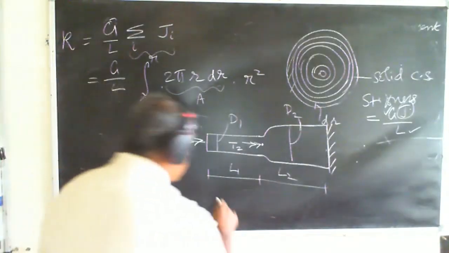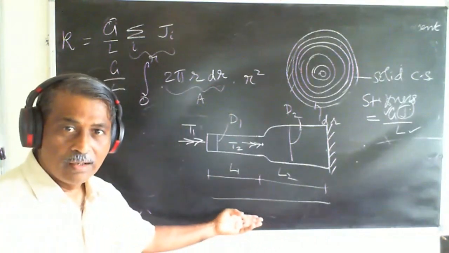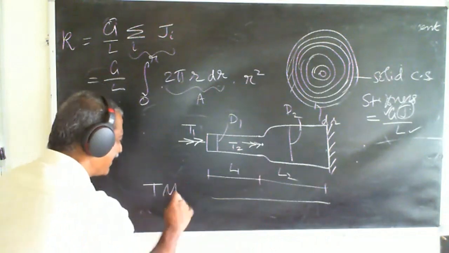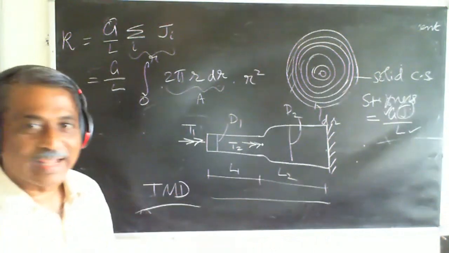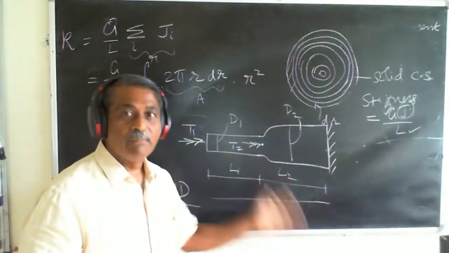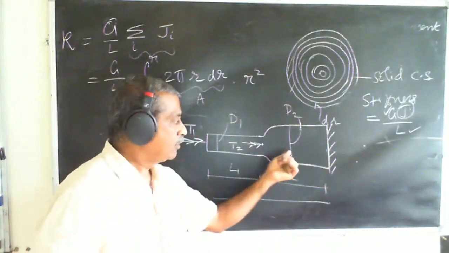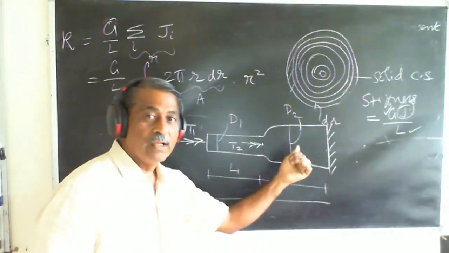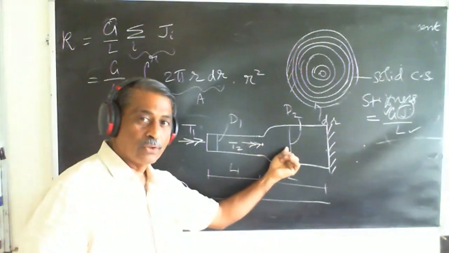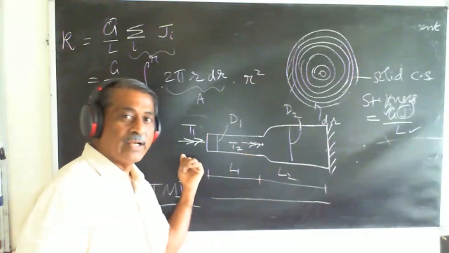What do I draw? What diagram? Twisting moment diagram. I should draw the twisting moment diagram. Find out the twisting moment in this and twisting moment in this, and therefore the alpha that this is subjected to, that this goes through, and the alpha that the other goes through, then I can add the two twists to get the total twist.